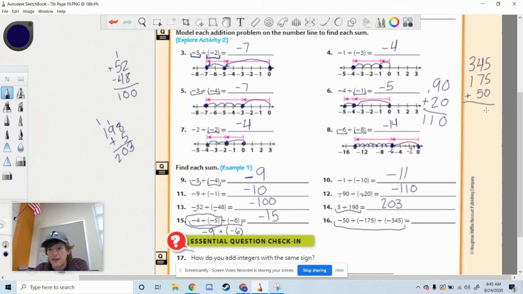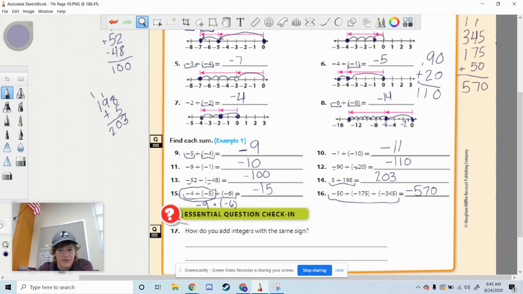So 5 plus 5 is 10. 7 plus 4 is going to be 11. Plus 1 is 12. Plus 5 is 17. Regroup a 100. 3, 4, 5. We have 570. That'll be negative. I'm going to go move our screen down a little bit.